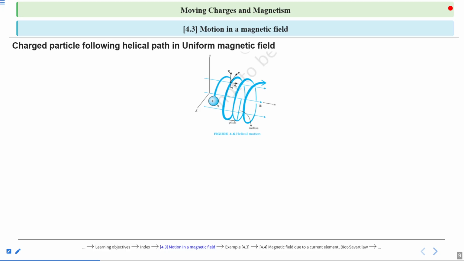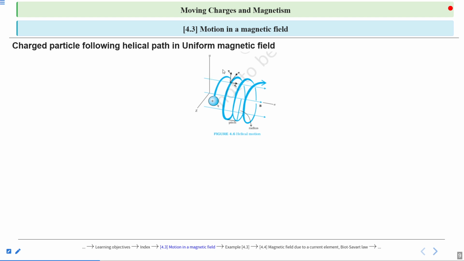This parallel component is along the magnetic field. And we know that if a charged particle is moving along the magnetic field, then it will experience no force. That means the velocity of the particle will not change. So this v parallel is along the magnetic field, so this v parallel will not change.